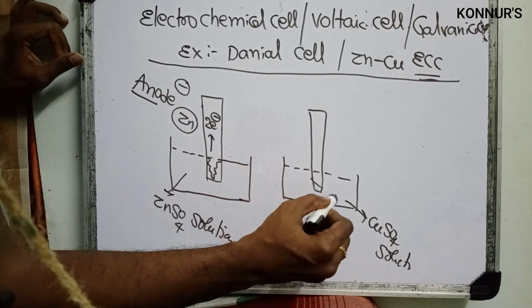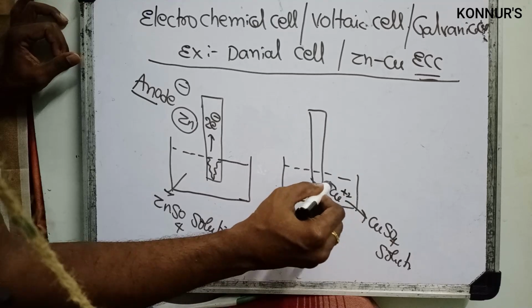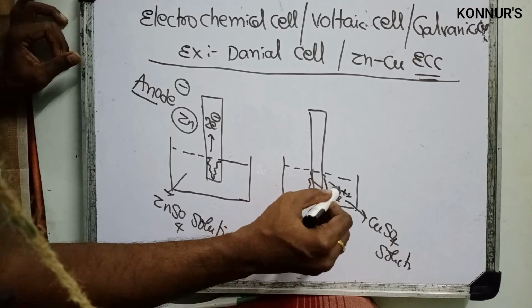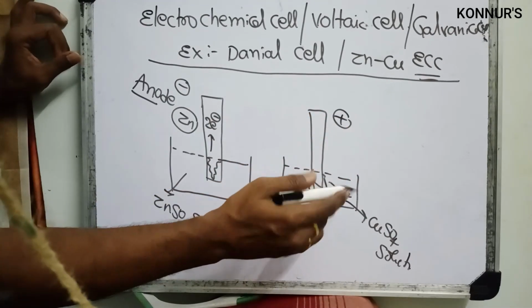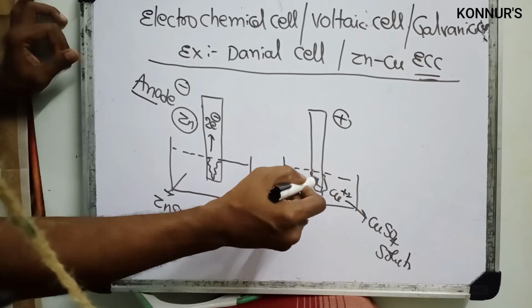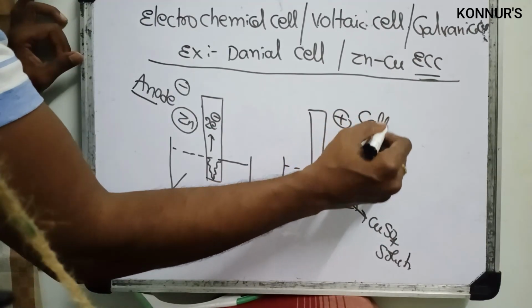Next, here what? Copper plus 2 ions are deposited on the surface. So here you are getting positive charge. Here copper plus 2 ions are attracted, so that's why you call it a cathode.